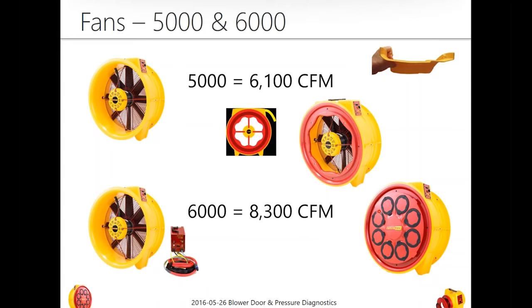And then here's its counterpart, the 6000. Generally the same size fan, but it uses an exterior motor to put it up to about 8,300 CFM. You might be surprised that many people don't know this, but Retrotec does make a high power fan, the 6000 or the 3000, especially useful when you're testing very, very leaky buildings or very large buildings, or if you have an application that requires multiple fans. That's a big deal. That extra 2,200 CFM can make a really, really big deal.